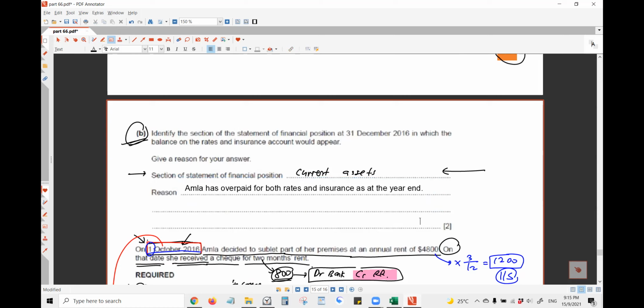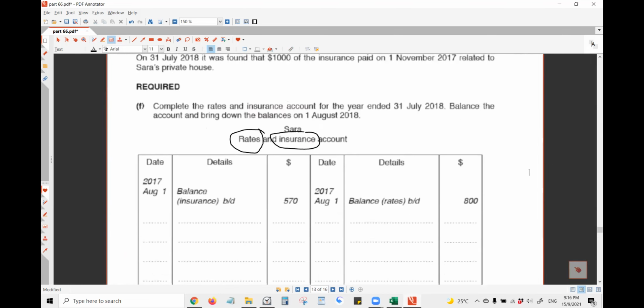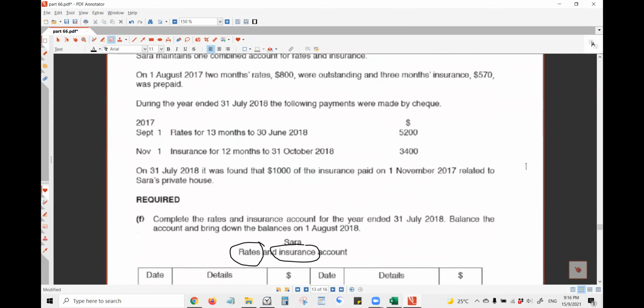Then I show you what question you can practice on what you saw just now, where they combine two expenses into a single account. Now, your homework is to complete the one on page 102. Question on Sarah, page 102. This question, you do as homework.